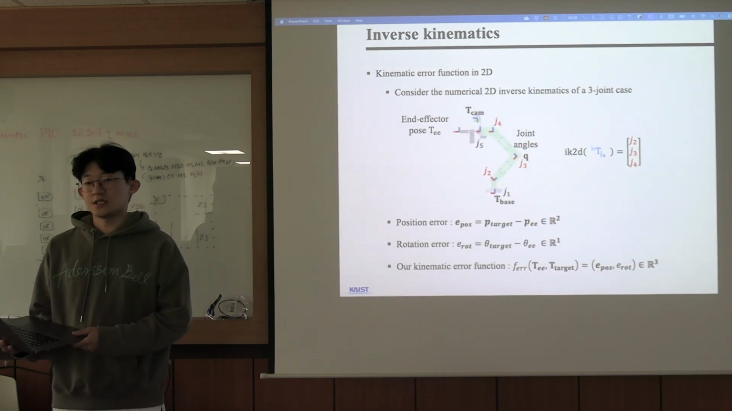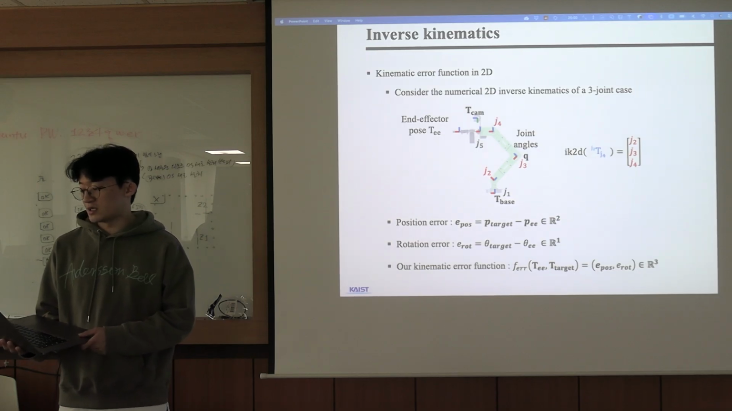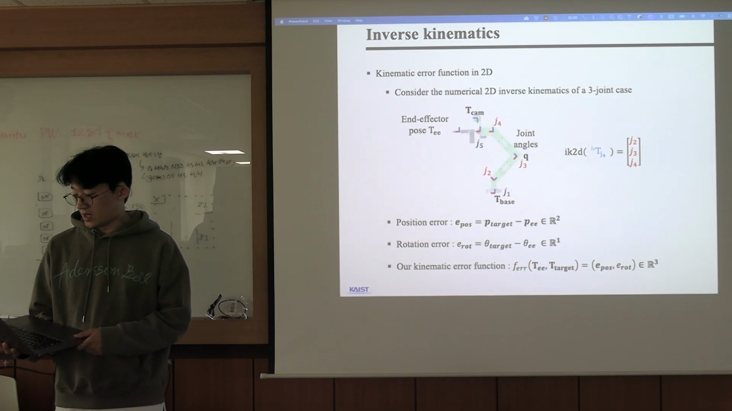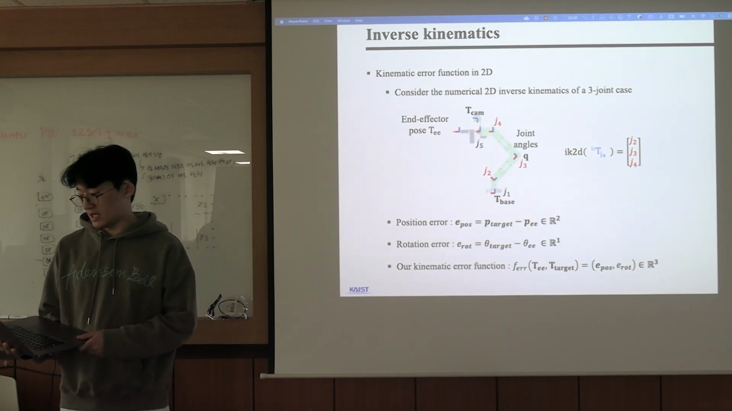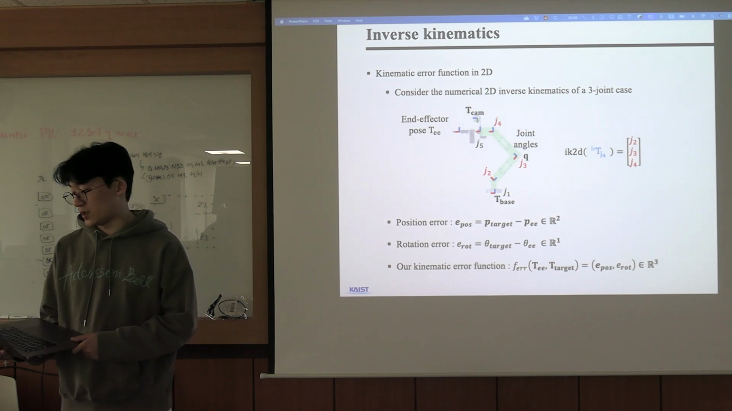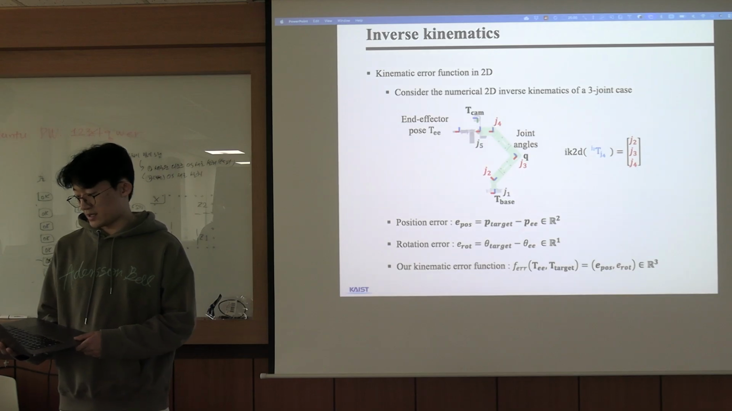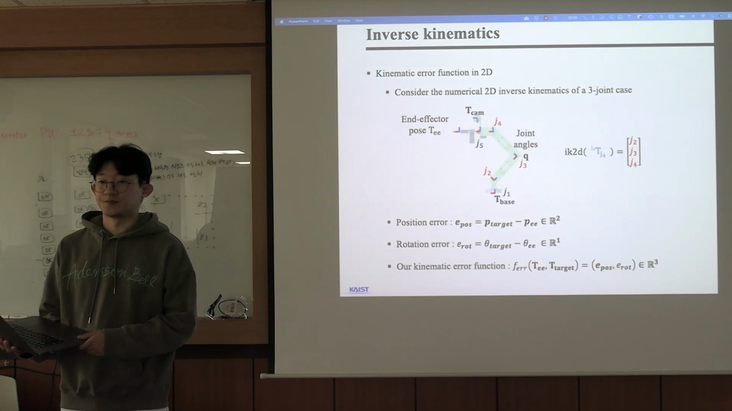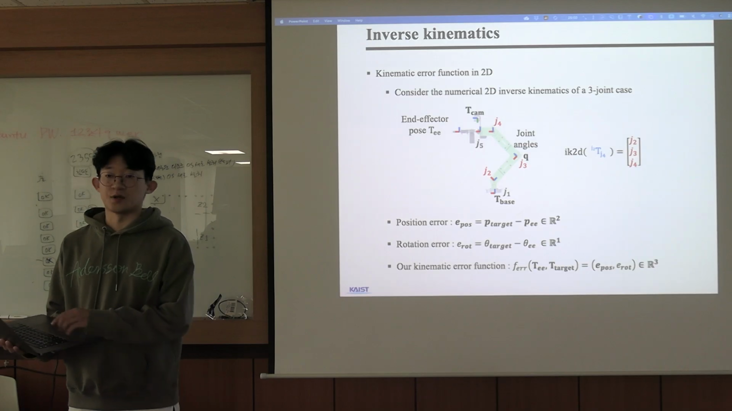To solve inverse kinematics, we often define an error function. Here, we consider a simple 2D case with 3 joints. The error is split into 2 parts. First, the position error, which is the difference between the target position and the current end effector position. Second, the rotation error, which is the difference between the target orientation and the current orientation. Together, these form our kinematic error function, combining both position and rotation errors into a single vector. By minimizing this error, we can find the joint values that achieve the target pose.